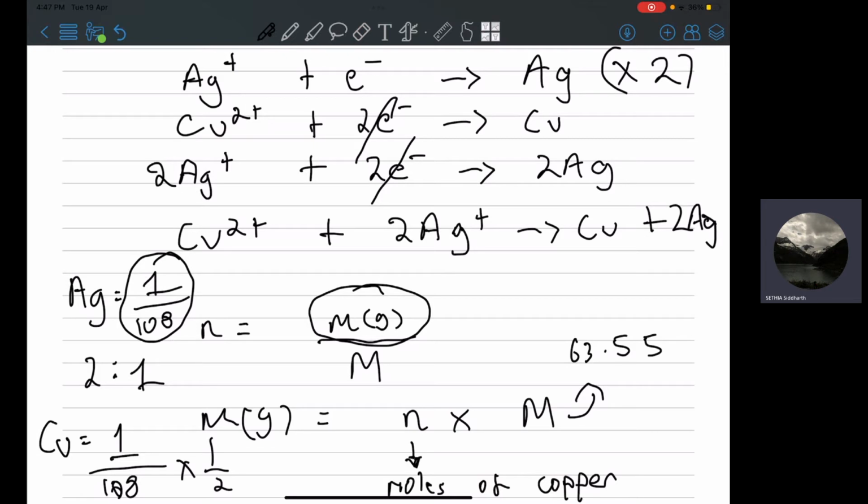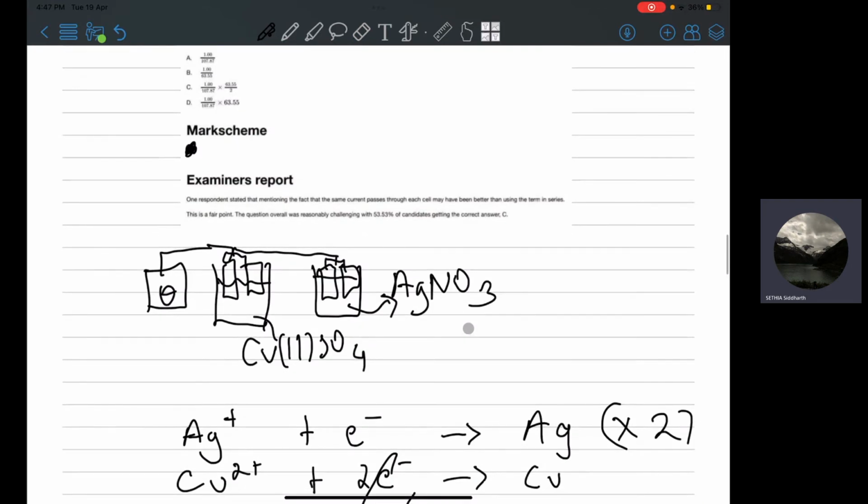I hope you've understood that. So we found out the number of moles of copper. Now, all we need to do is substitute this back into our equation. Let me just erase this.